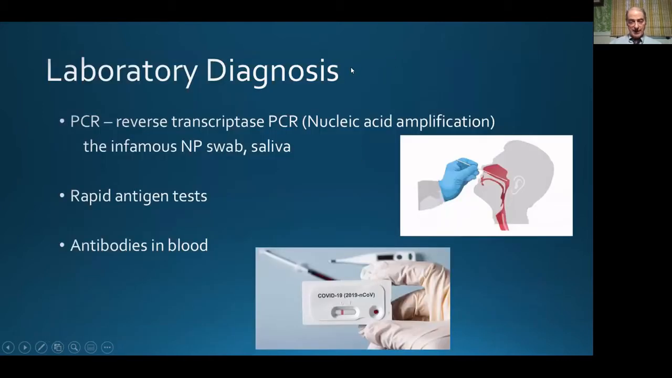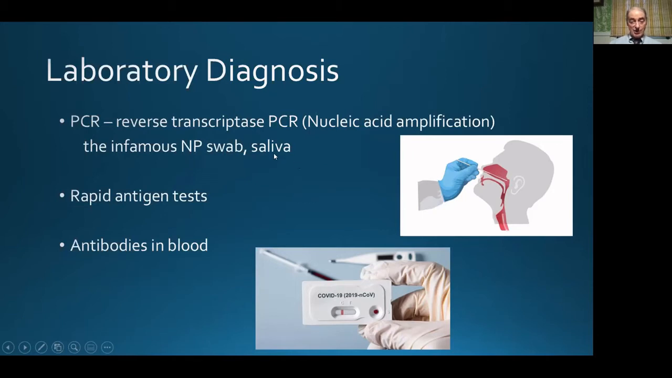So how do we diagnose this? What is our lab diagnosis? What does that look like? I think most of you are probably familiar with the infamous nasopharyngeal swab, which certainly feels like a brain biopsy, but isn't. It's unpleasant. Some people say it tickles. It's much more unpleasant than that, in my view.